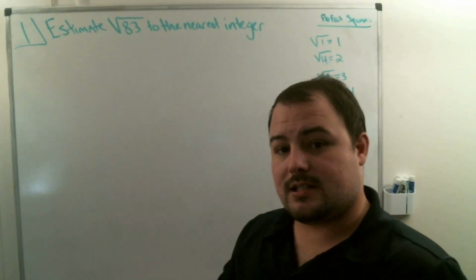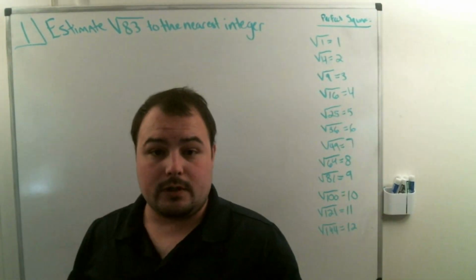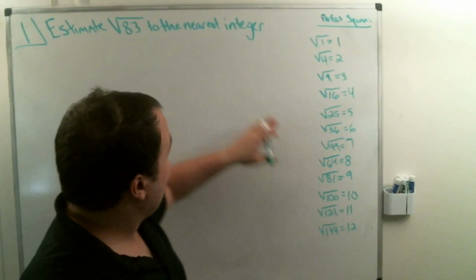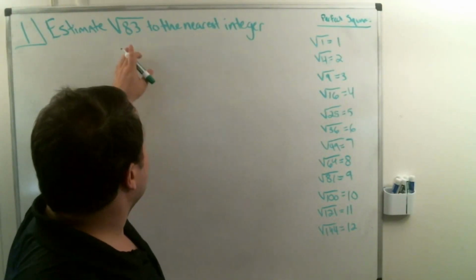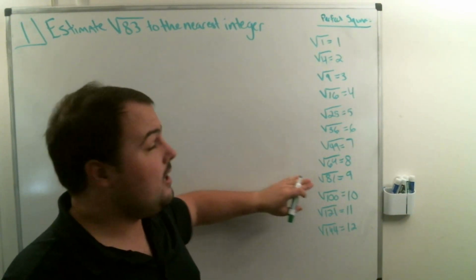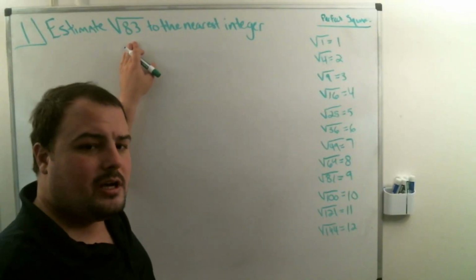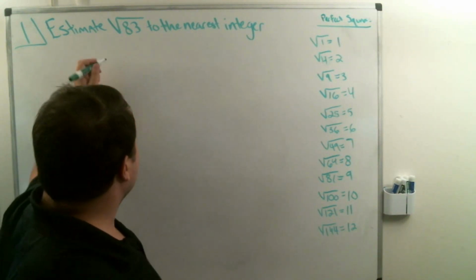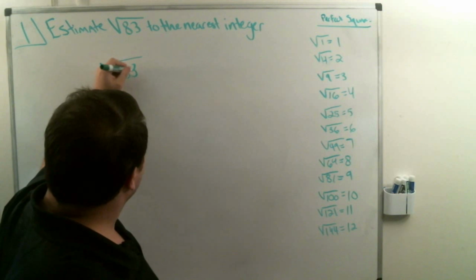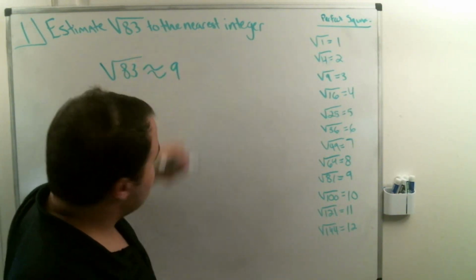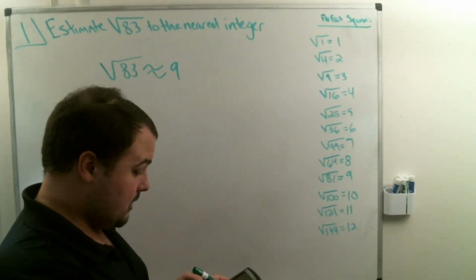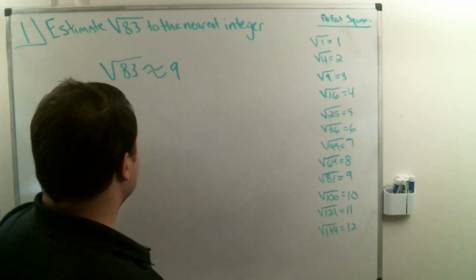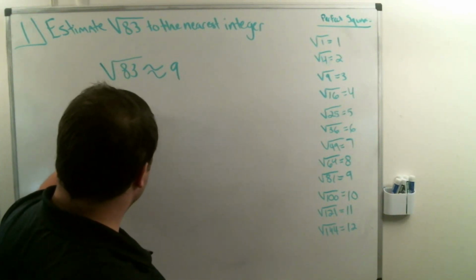So what we're going to do is estimate where the square root of 83 is going to be. I'm going to look at 83 and at my perfect squares, and ask where 83 is closest to, because it asked me to estimate to the nearest integer. Well, I have 81 as the square of 9, and 83 is close to 81, so that must mean that the square root of 83 is about 9. Now, I'm going to type it in my calculator to see what the square root of 83 is. Square root of 83? 9.11.